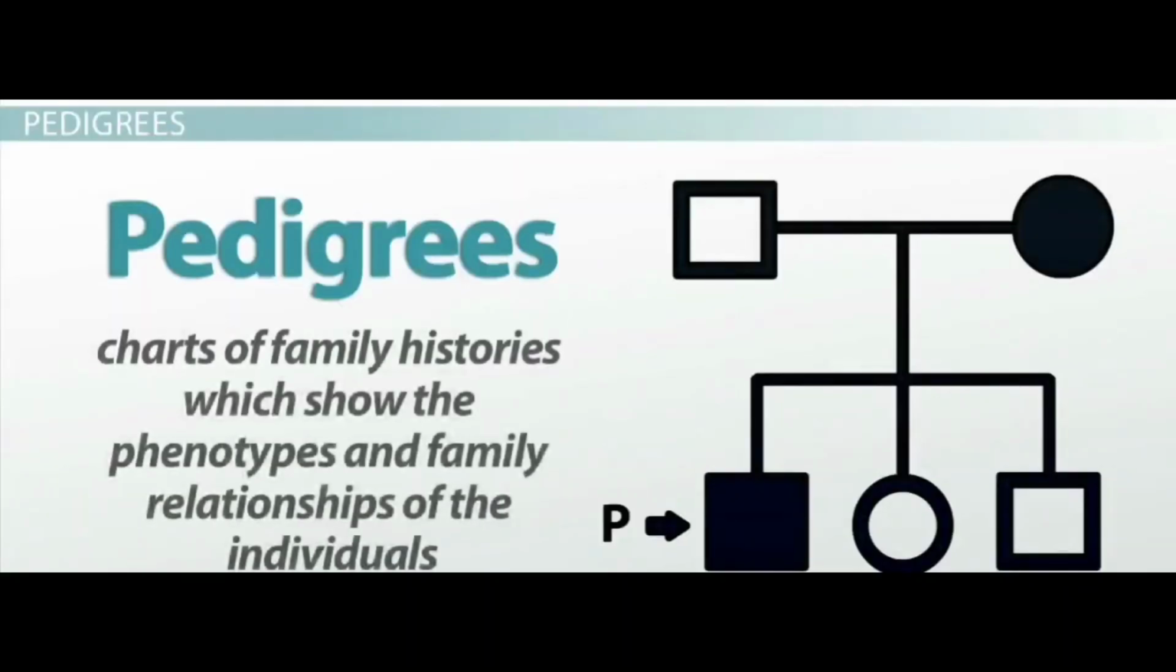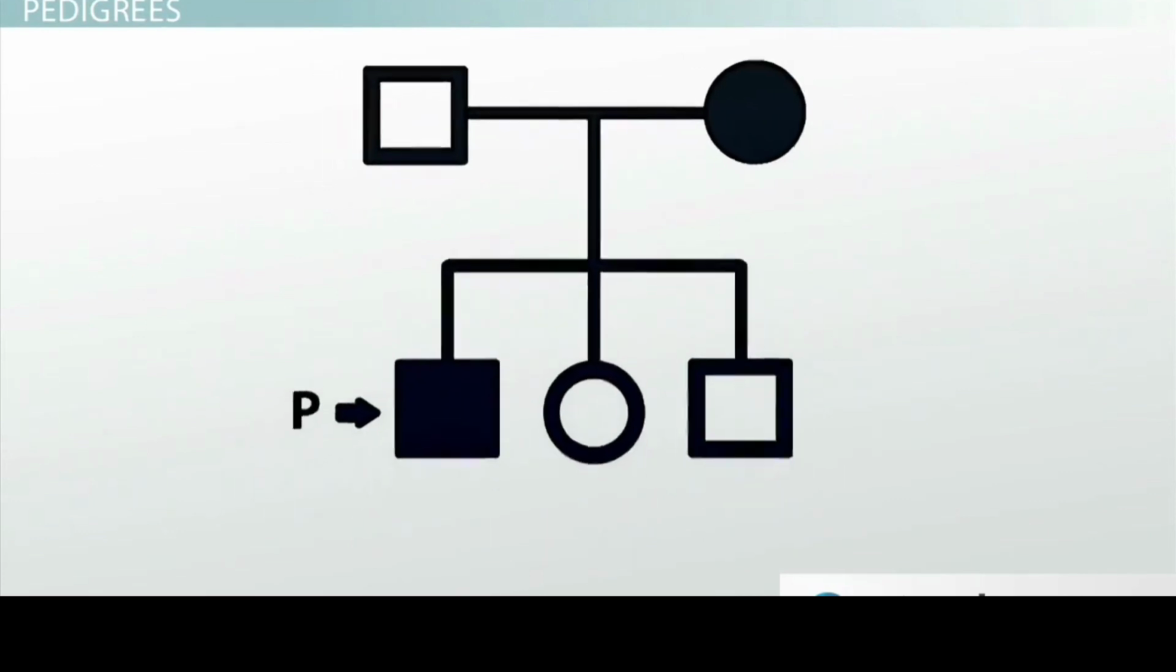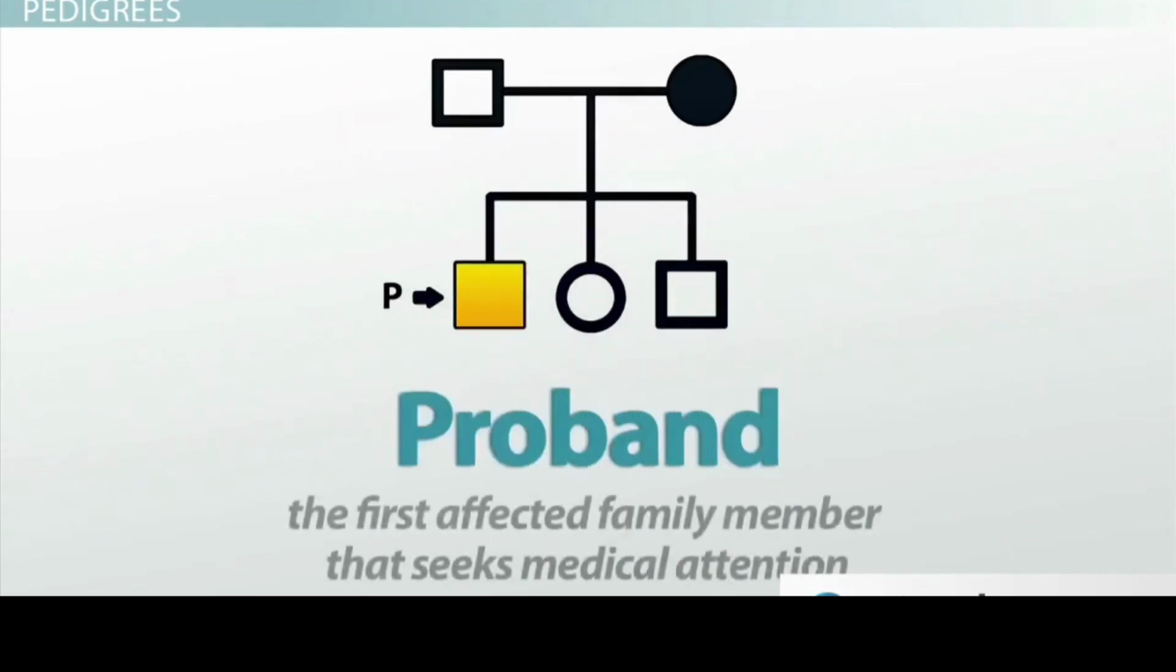Pedigrees are charts of family histories which show the phenotypes and family relationships of the individuals using symbols to represent different family members. You should remember that squares represent males, circles represent females, filled-in symbols represent individuals which have a genetic condition, and a proband is the first affected family member that seeks medical attention.